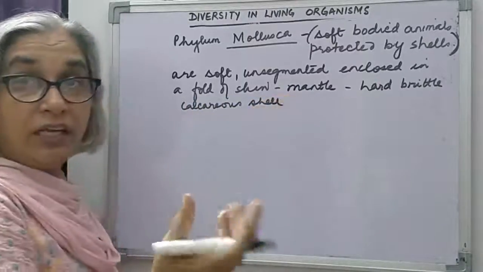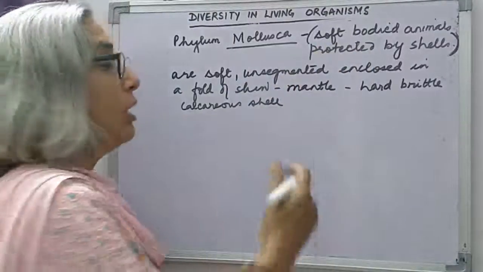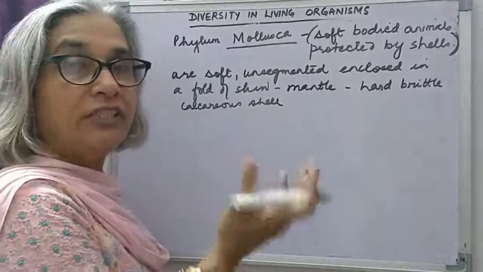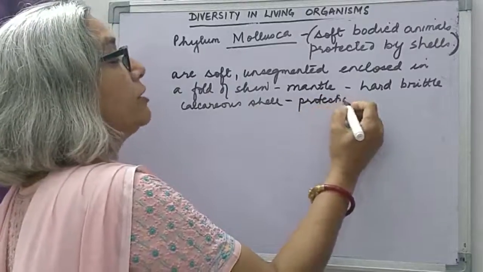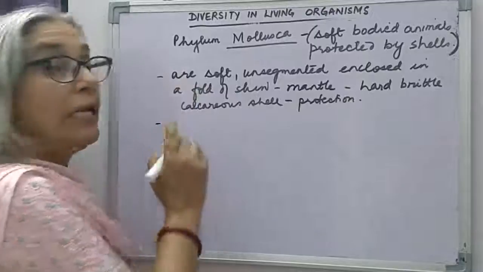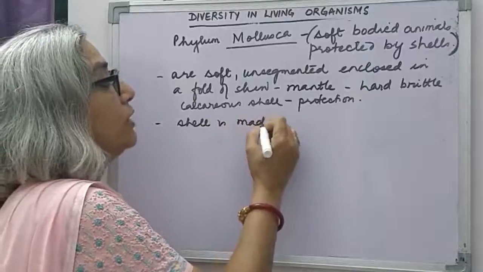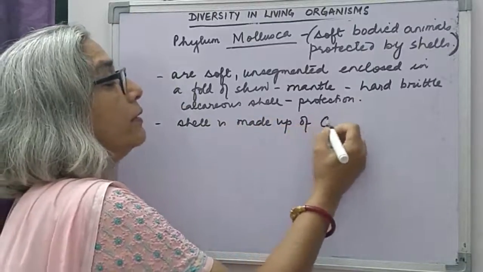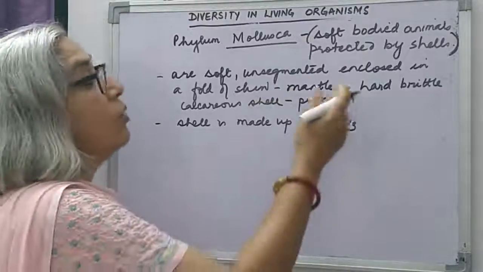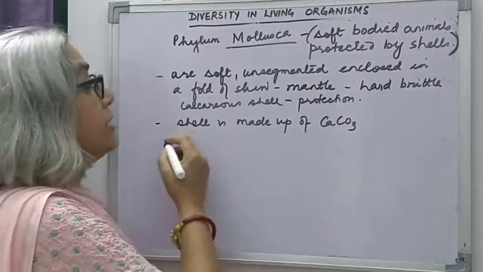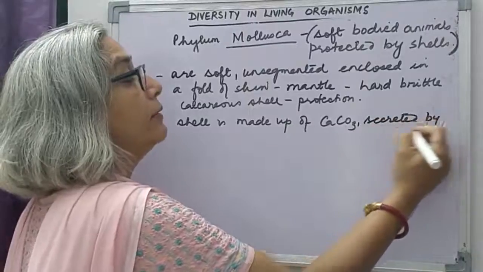Now, the shell is for protection of this soft-bodied animal, the mollusks. All of them are soft-bodied, covered by shells, and the shell gives them protection. The shell is made up of calcium carbonate and it is actually secreted by the mantle. The mantle secretes the shell which covers and protects it.